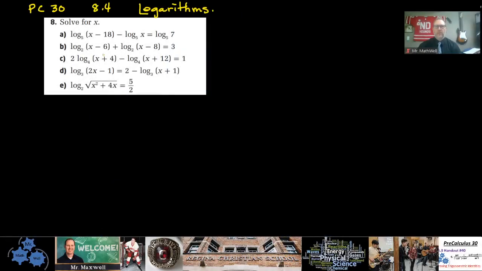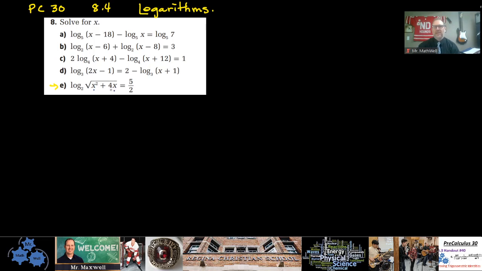All right, so we're in 8.4. We're talking about logarithms and we're solving for x. So let's take a look at letter E. We see here that we have an x deep inside. We have two x's inside the square root that's inside a logarithm.